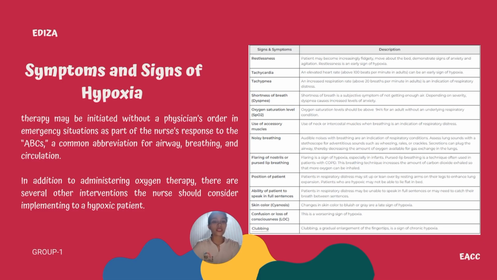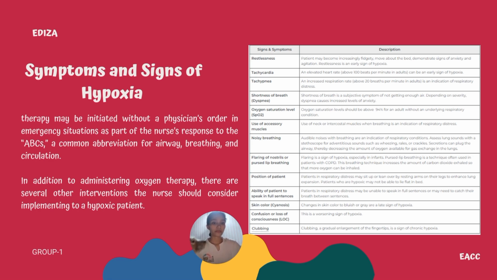We have the symptoms and signs of hypoxia. Meron po dito different na sign and symptoms. Restlessness, tachycardia, tachypnea, shortness of breath, oxygen saturation level, use of accessory muscles, noisy breathing, tapos flaring of nostrils or forced breathing, position of the patient, tapos ability of the patient to speak a full sentence, tapos skin color, cyanosis po, tapos confusion or loss of consciousness, and clubbing.